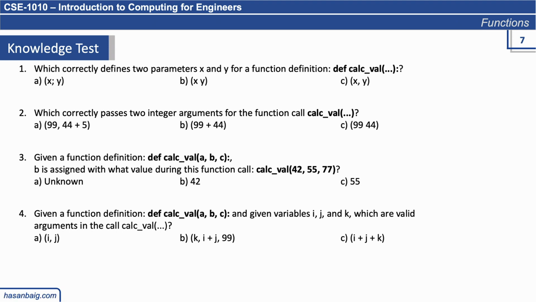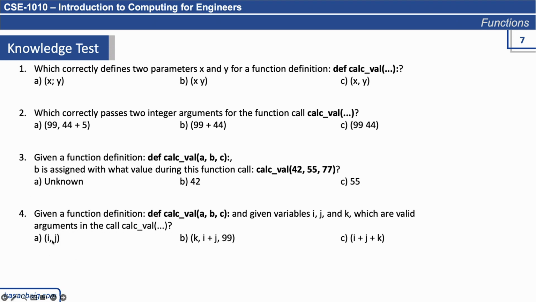Okay. Last, 4. Given a function definition A, B, C, and given variables I, J, and K, which are valid arguments in the call? So for the function call, we are now calling a function calc_val. First of all, identify how many arguments we need to pass. 3 arguments, because in the function definition we have 3 defined parameters. So which one is the correct option? Yep. B, because we are passing 3 arguments separated by comma.